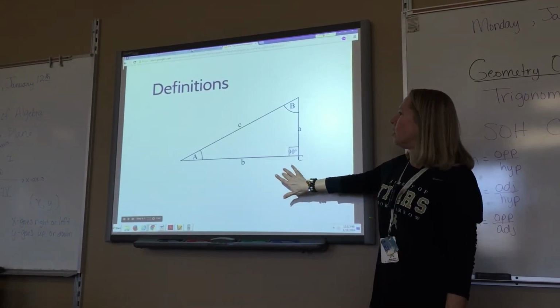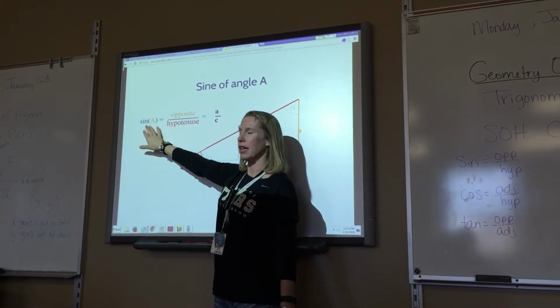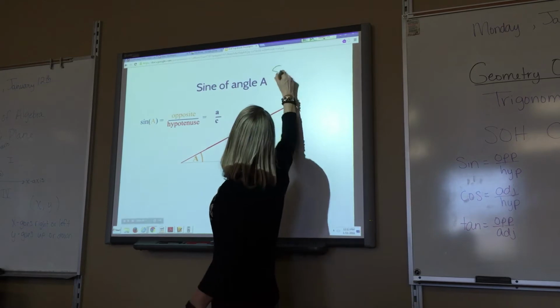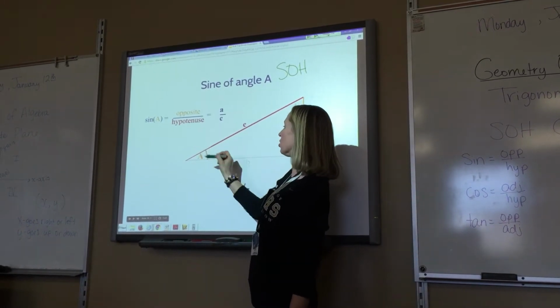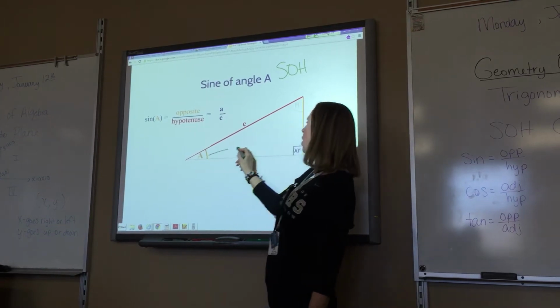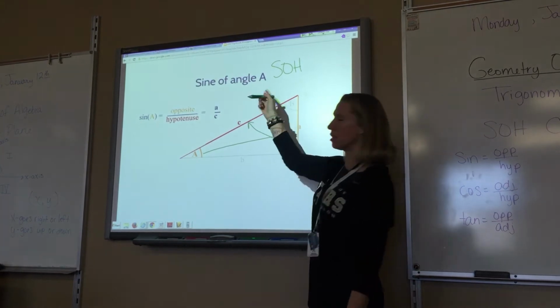So, for example, if I need to find the sine of angle A, sine is the SOH part, some old hippie. Sine is opposite over hypotenuse, so you find your angle A. You go opposite, which is lowercase a, over hypotenuse, which is C, so it's A over C.